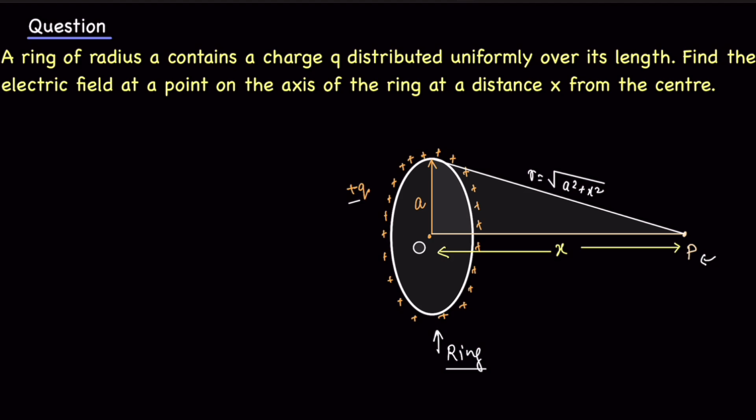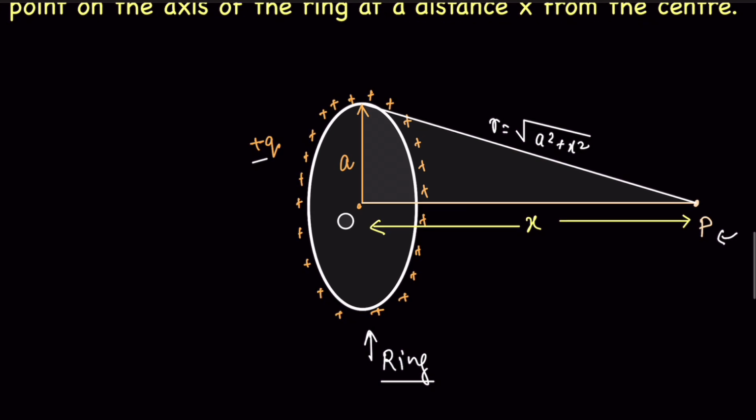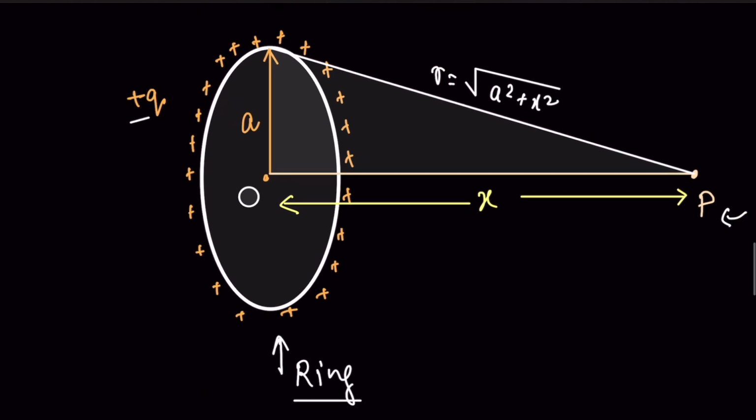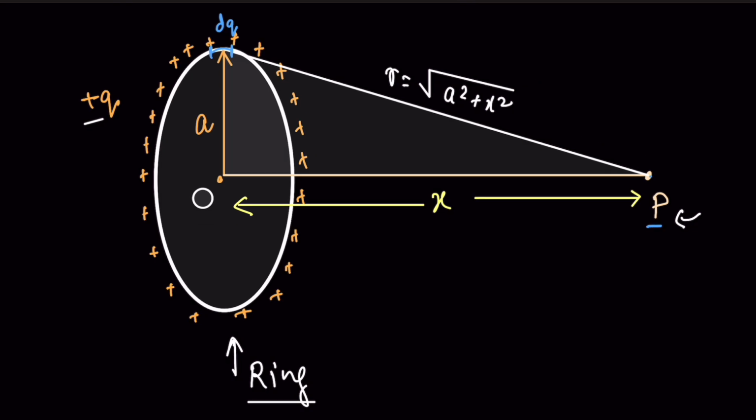To solve this question, let's take a small portion of the ring. This small portion we can write as dq, the small region of the charge. In this region, the charge is dq. So because of this dq, point P will get some amount of electric field. This is our electric field, and this is our dE.